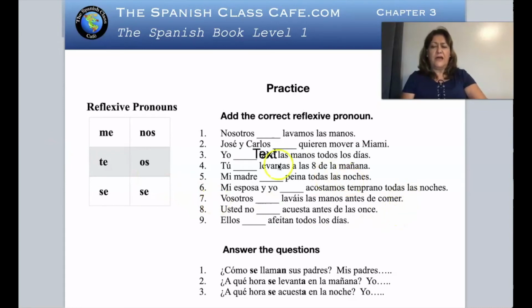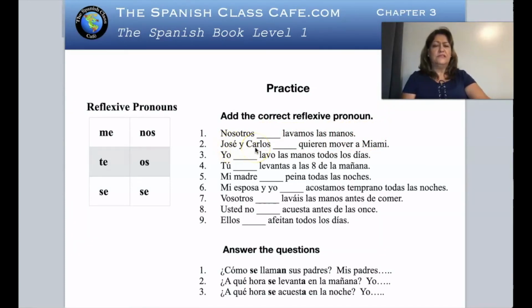We have a few sentences that we can go ahead and practice, and see if you can place the reflexive pronoun. Now we have nosotros. Nosotros will go right here, right? If you get the chart of the personal pronouns, you know that nosotros goes in this position. Then the reflexive pronoun is nosotros, nos. Nos lavamos las manos.